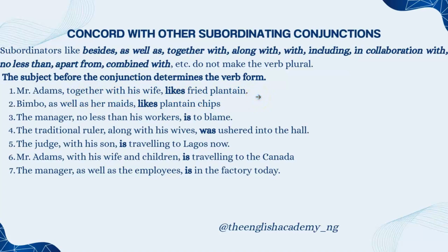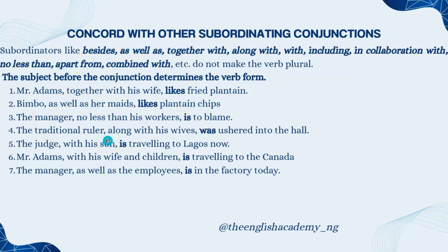But you may be thinking, why? They are talking about Mr. Adams and his wife. No, in the English language it's different. In as much as they did not use the coordinating conjunction and, we are not interested in his wife. Mr. Adams will determine our what? Our verb, which is singular. Bimbo, as well as her maid, likes plantain chips. So everything that comes after the subordinators is none of our concern. So it is Bimbo likes plantain chips.